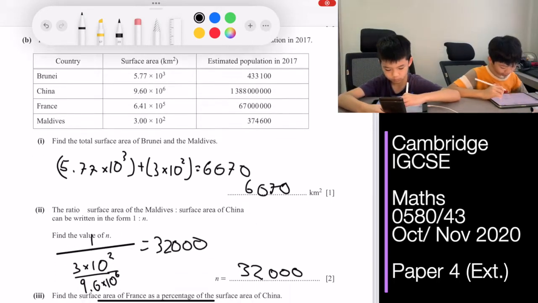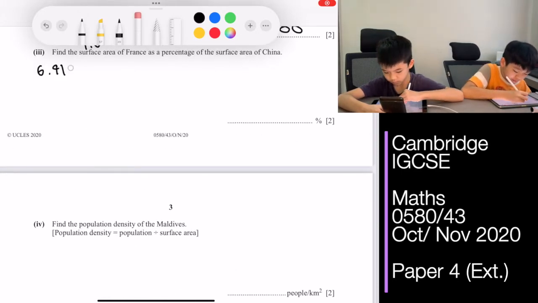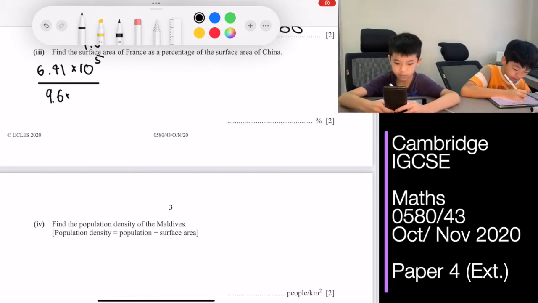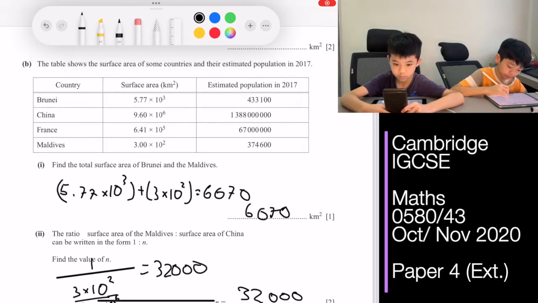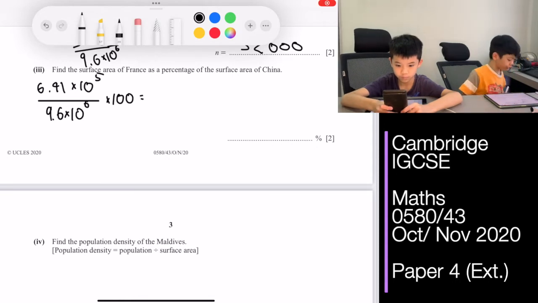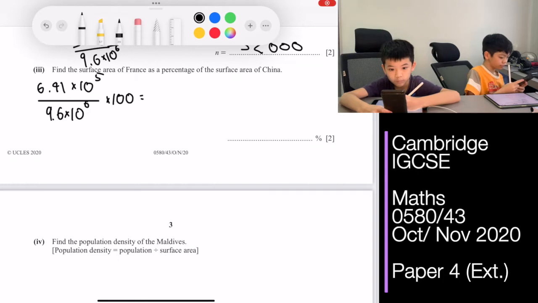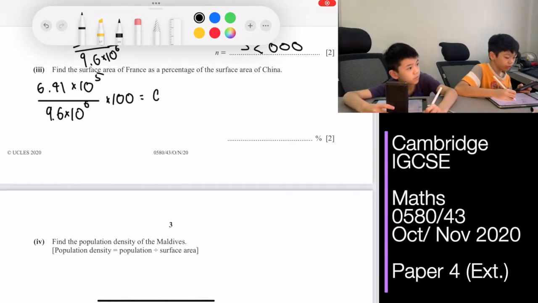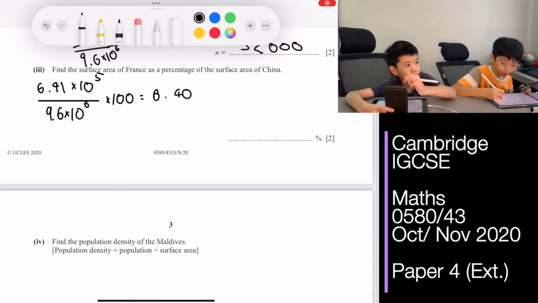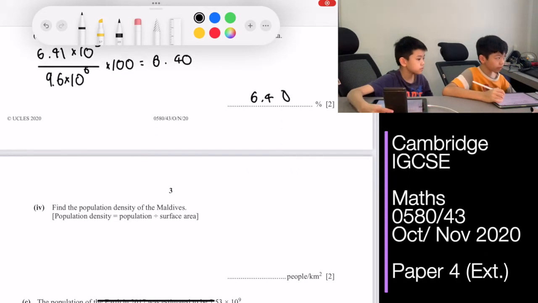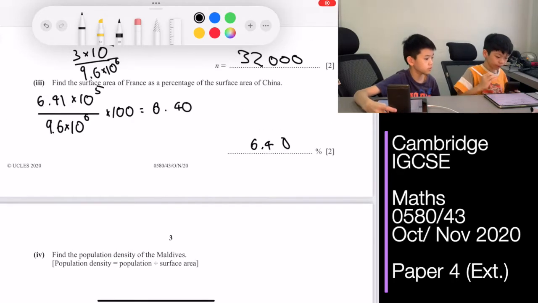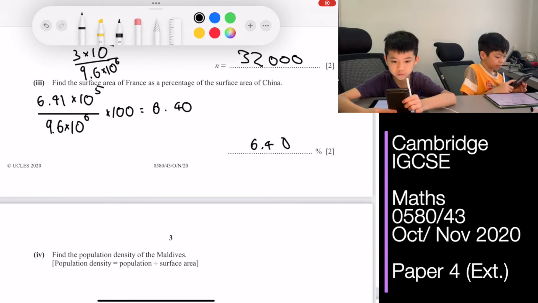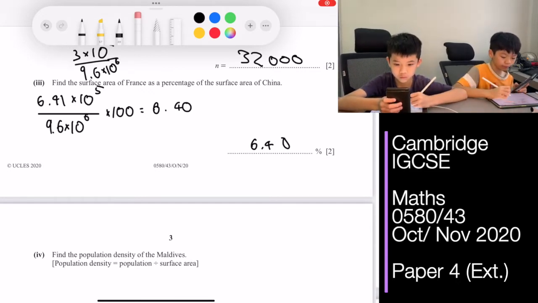Find the surface area of France as a percentage of the surface area of China. So France is 6.41 times 10 to the power of 5 divided by China's surface area, which was 9.6 times 10 to the power of 6. Multiply that by 100 because it's a percentage. So the answer is 6.68%. Oh wait, no.